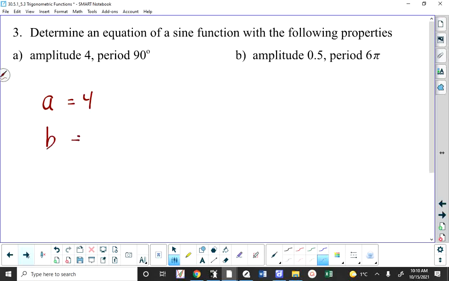B will be 2 pi over the period. Well, actually, you know what? I lied. B will be 360 degrees over the period. I'm using the 360 degrees rather than 2 pi because it says the period is 90 degrees.